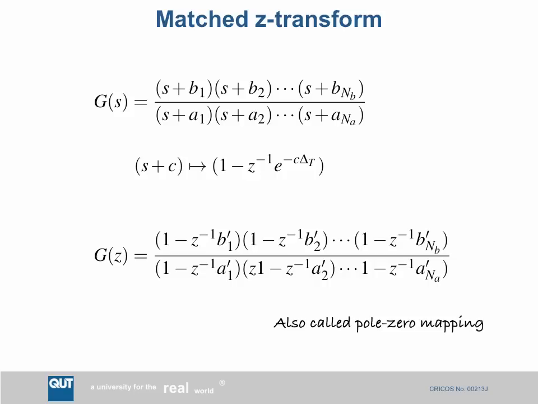This technique is also called pole zero mapping. We're essentially mapping the poles and zeros from the s domain to the z domain. And we'll talk a lot more about this in the next lecture.